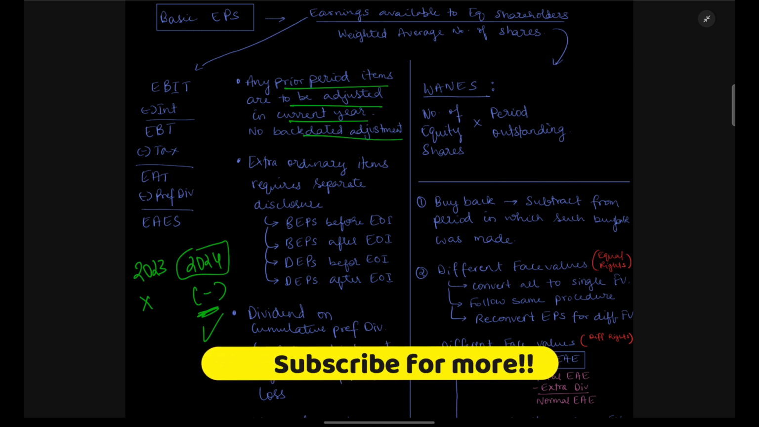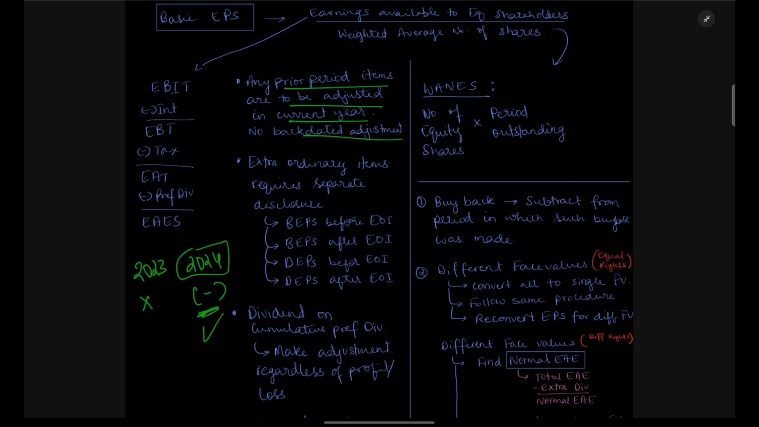You cannot make backdated adjustments, meaning it cannot be adjusted in the previous year, because then that will cause a change in the previous year EPS, which is not allowed.